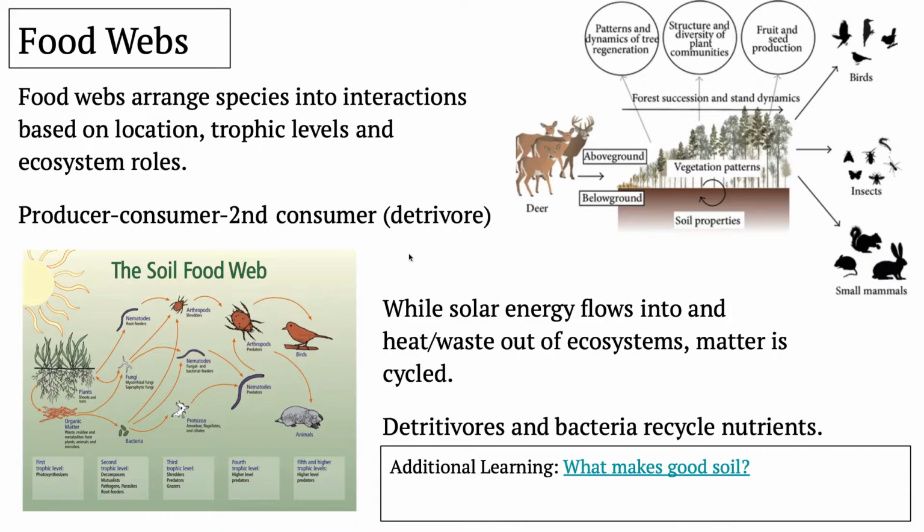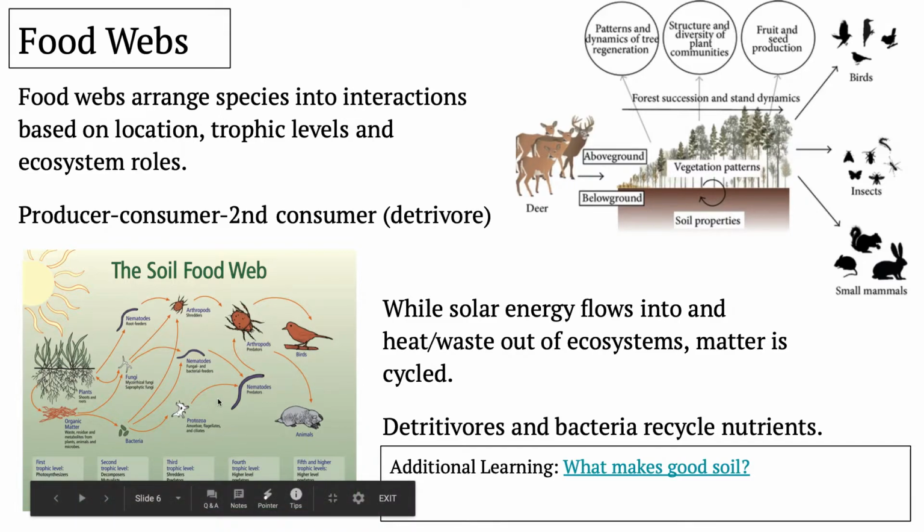Now, equally important above ground is the underground properties of soil formation. So all of the detritivores and bacteria that are within an ecosystem really make sure that nutrients and matter are recycled so we can have healthy primary producers and healthy consumers and a healthy ecosystem.